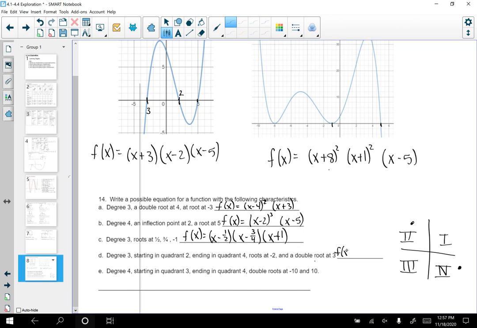So we have f of x equals negative. And then roots at -2 and a double root at 3. So x minus 3 squared.